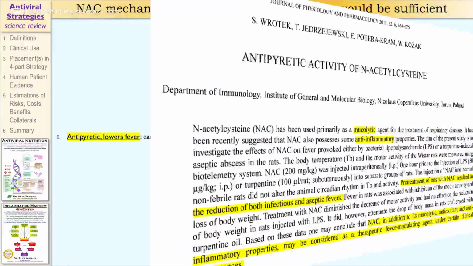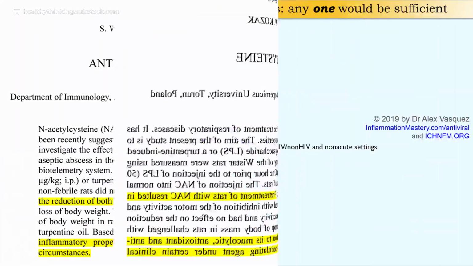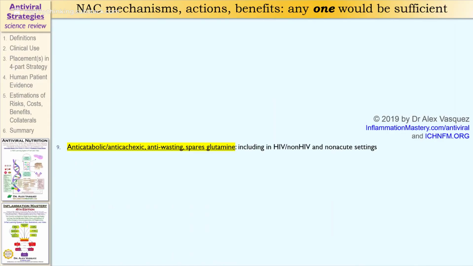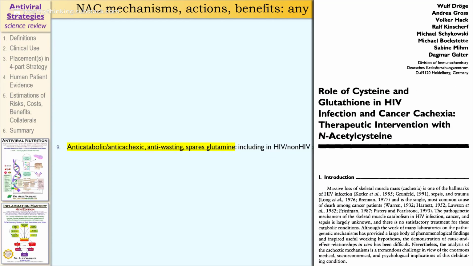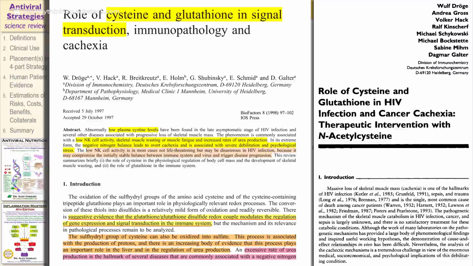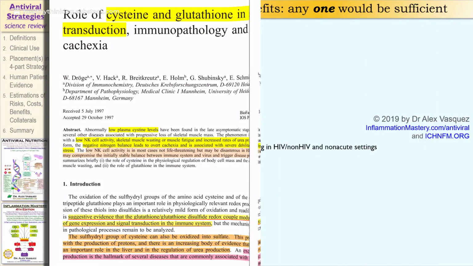Number 8, NAC is antipyretic. It helps to lower fever. It also is anticatabolic or anticachexic, and that is it prevents muscle wasting, at least in part, by sparing glutamine. So in some end-stage diseases, for example, in end-stage cancer, in end-stage HIV and AIDS, what we see is a catabolic or cachexic process where people undergo rapid muscle wasting and also wasting of the immune system and internal organs. So that's called cachexia, and NAC can be used to countermeasure those catabolic and cachexic processes.